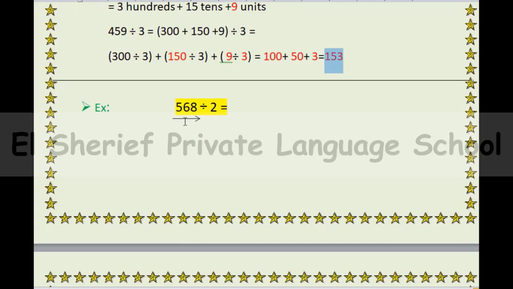Okay, example. Here we have 568 divided by 2. By using another way, we won't use the expanded form this time, we will use another method. 568 divided by 2. We always start with the largest place value, whether in expanded form or this method or any other method. We must start from the largest place value. Okay, 5 divided by 2 can't be done, because 5 isn't divisible by 2, it's not in the table of 2.